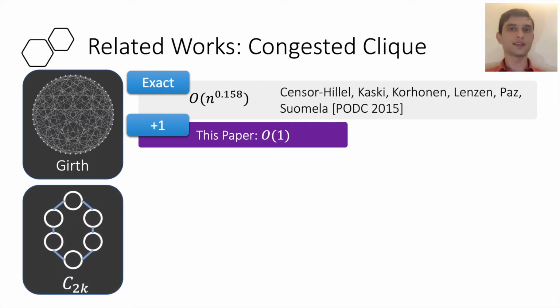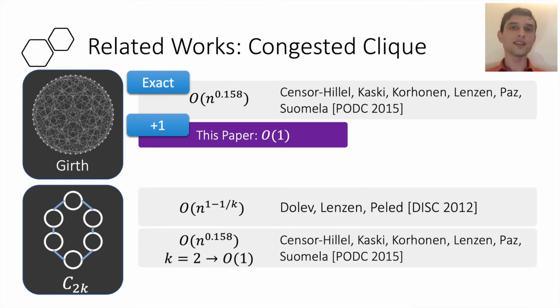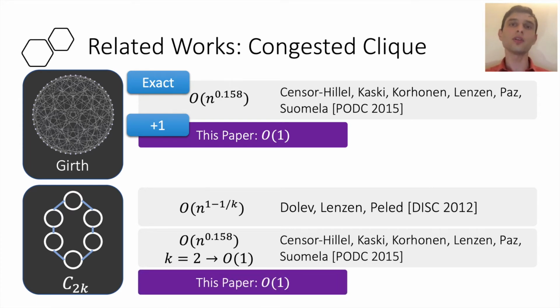With respect to cycles of even length, previously only polynomial round algorithms were known for this problem, except for the case of cycles of length 4, and it was possible to detect those cycles in a constant number of rounds. We extend this and show that for even cycles of constant length, it's possible to detect their existence in a constant number of rounds.